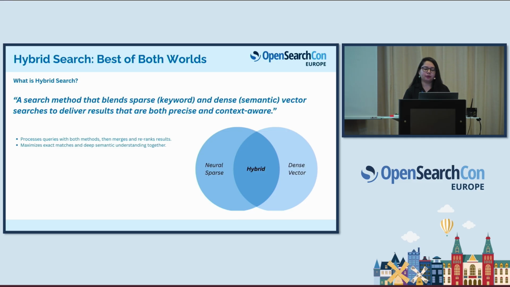So here comes hybrid search, which is the best of both worlds. A search method that blends sparse, which was focused on keywords, and dense, which was focused on semantics, the context behind it, and that looks up synonyms as well and understands what the user is asking. If we combine both of them, we can get precise and context-aware results. It processes queries with both methods, then merges and re-ranks results. It maximizes exact matches and deep semantic understanding together.